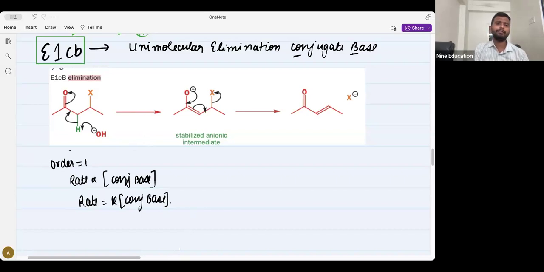See what will happen here in E1CB. Let's say I have a base as OH minus. This is my leaving group X, alkyl halide. This is my alpha carbon. This is beta carbon. And if I have beta hydrogen, so what will happen? This base will come and take the beta hydrogen, will make the double bond and will shift the double bond of carbonyl C=O on oxygen, because oxygen is more electronegative, it can take electrons on itself.